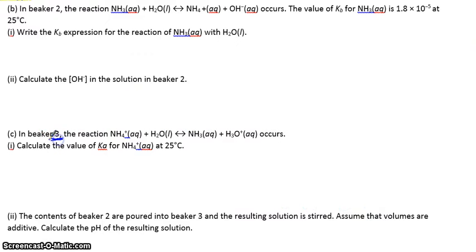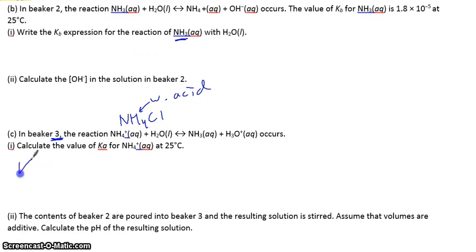Right, so we have part C now. In beaker 3, we have a reaction that puts ammonium and goes back to the ammonia. So beaker 3, remember, had ammonium chloride, which means it's a weak acid. This guy right here is a weak acid, the conjugate. It's the conjugate, essentially, of the base we just worked with.